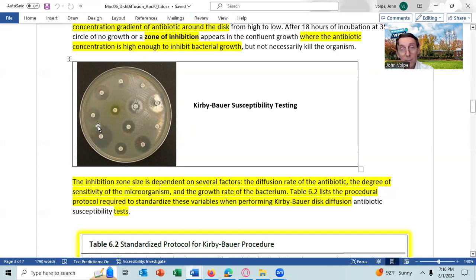Another factor is the growth rate of the bacterium. Bacteria cells which are slowly growing or not growing will be harder to kill than fast-growing bacteria cells. And so a slower growing culture of bacteria will have a smaller zone of inhibition than a fast-growing culture of bacteria. Any question about any of that?